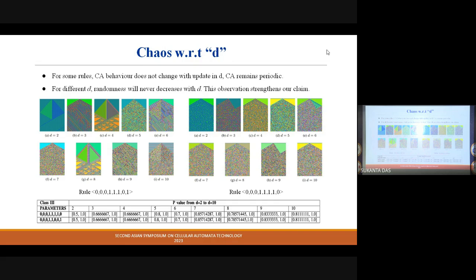So it will give some relatable values with this chaotic parameter.